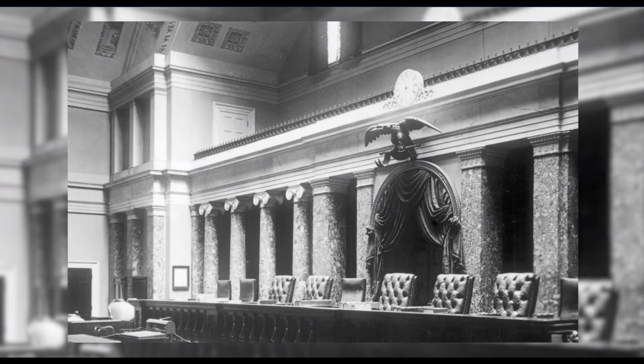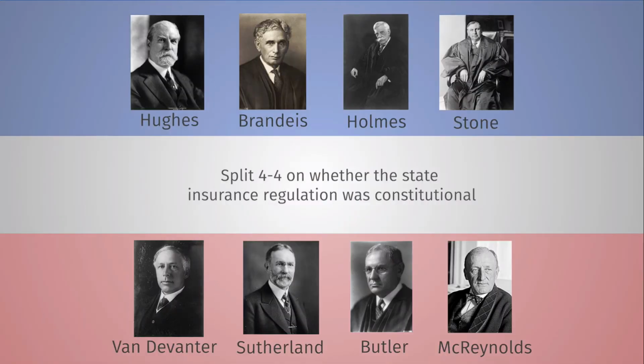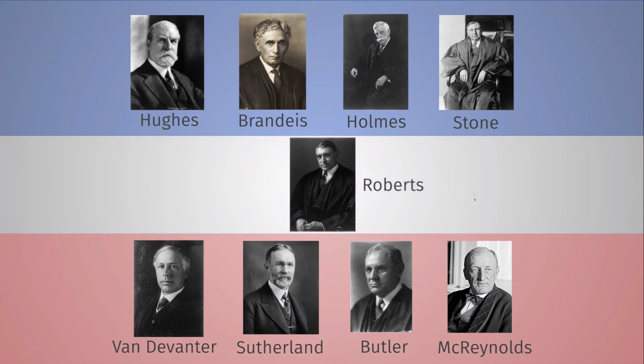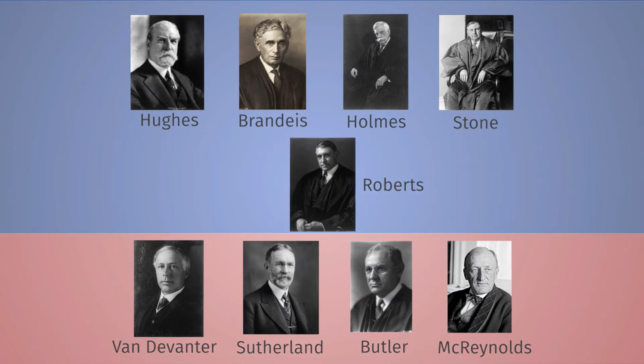At the time, there were only 8 justices on the bench, and apparently the court split 4-4 on whether the regulation was constitutional. So 3 weeks later, when Justice Owen Roberts was confirmed, O'Gorman was re-argued the following term, and at that time, Justice Roberts cast the 5th and deciding vote to uphold the statute.